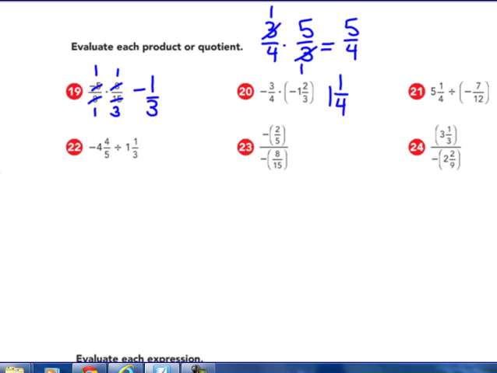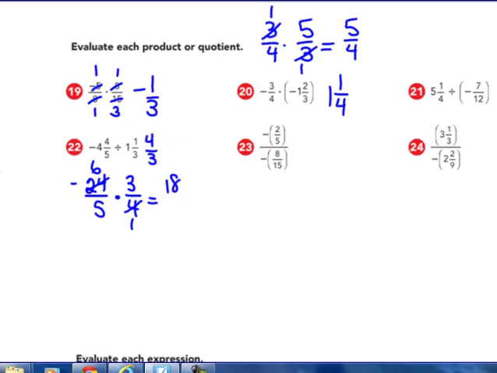Number 22. Got to change both of my mixed numbers to improper fractions. I get 24/5, negative 24/5, times, because I am going to change it to multiplication. This is 4/3 as an improper fraction, 1 and 1/3. Keep it, change it, flip it. I'm going to multiply by the multiplicative inverse here. So 4 and 24 have 4 in common. So I get 6 times 3 is 18.